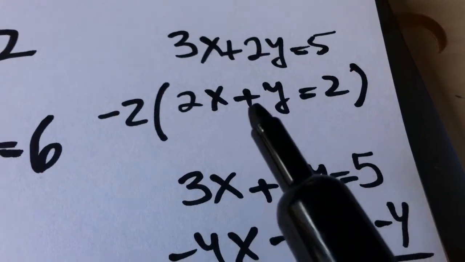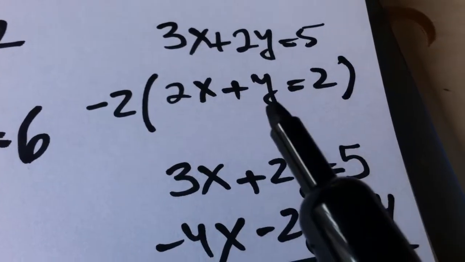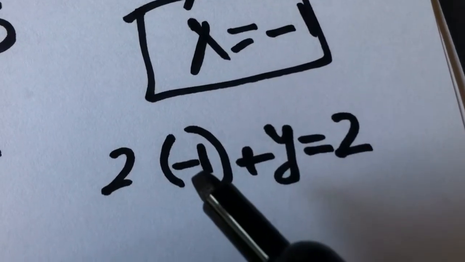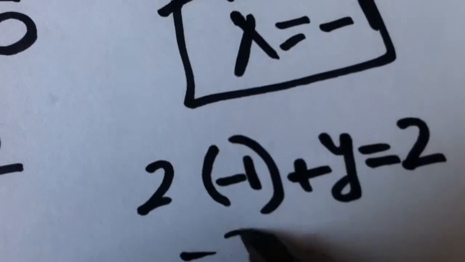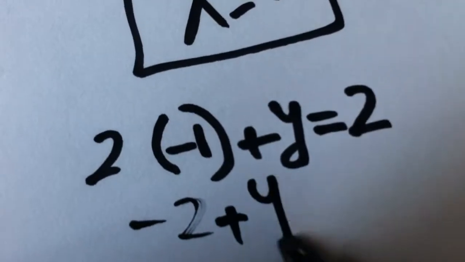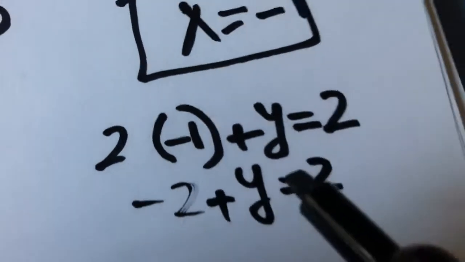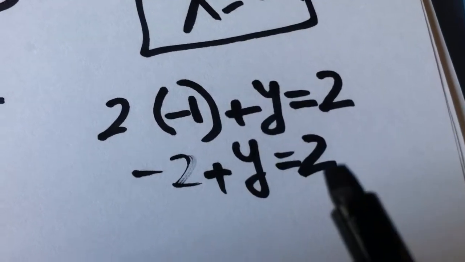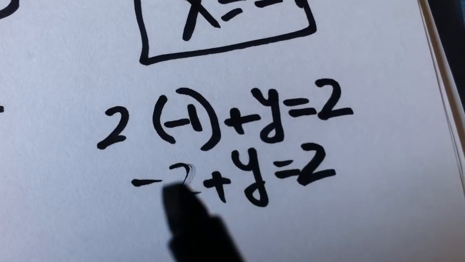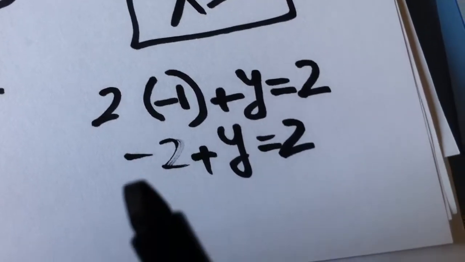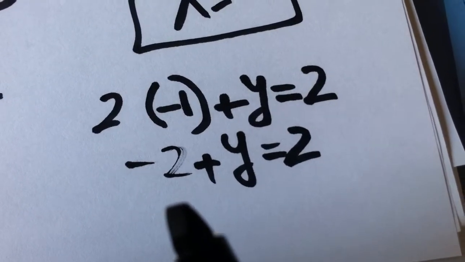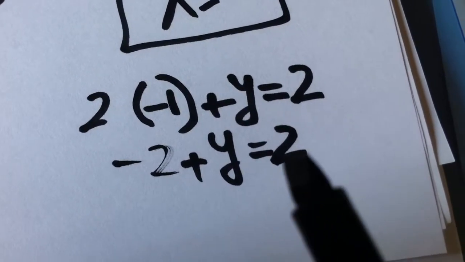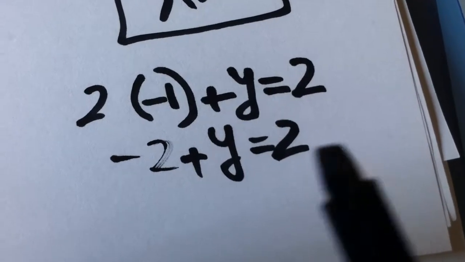So I'm using the second equation here. 2 times negative 1 plus y is equal to 2 to find the value of y, right? So 2 times minus 1 is minus 2 plus y is equal to 2. So if I add a positive 2 to both sides of this equation to get rid of the negative 2 here, so minus 2 plus 2 gives me a 0 on this side. The y stays the same, and I have to add the same number to this side, so 2 plus 2.